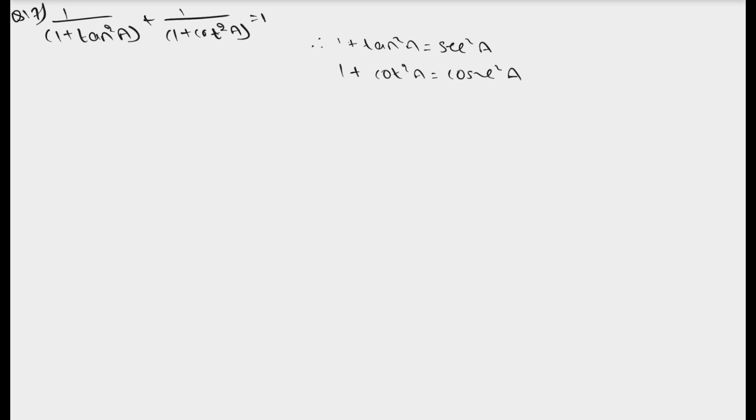Now let's replace these two denominators with our identities. We'll get 1 by secant square A plus 1 by cosecant square A. And we know the inverse of secant is nothing but cos square A, and the inverse of cosecant is nothing but sin square A. And we have our identity, sin square plus cos square is equal to 1. This is our required RHS value.